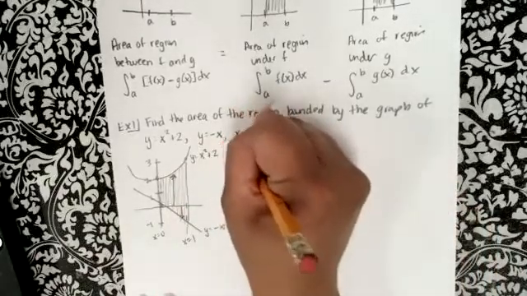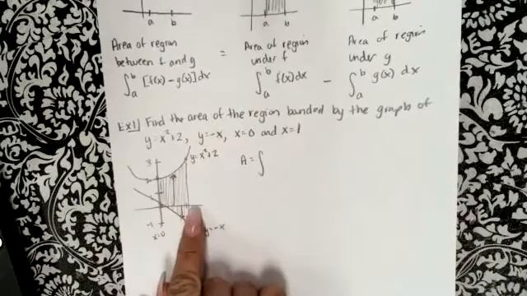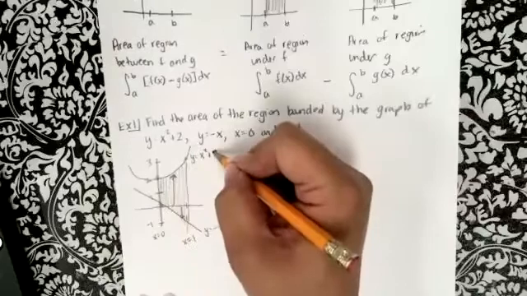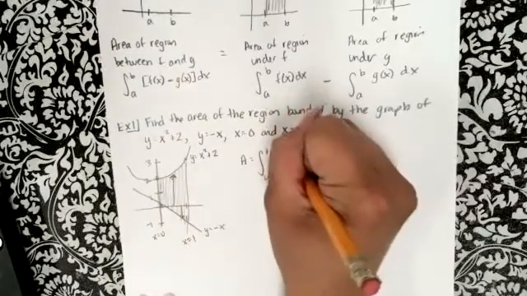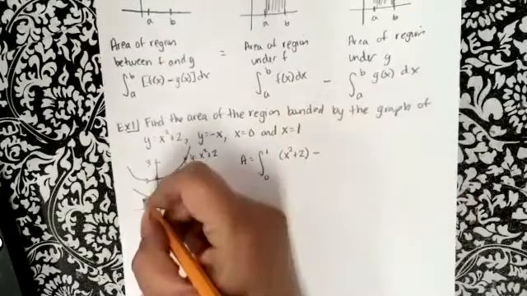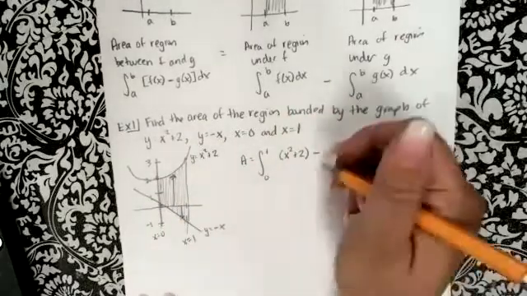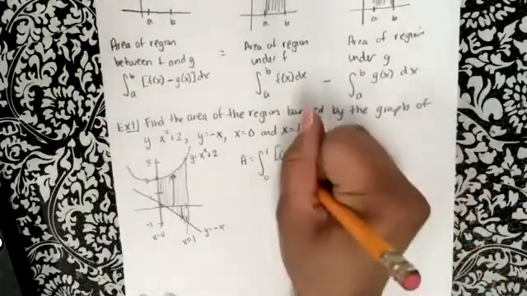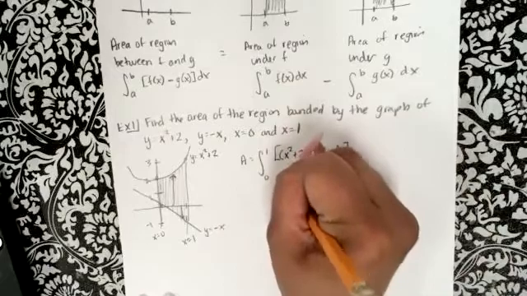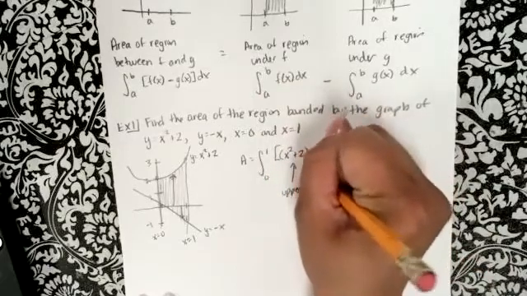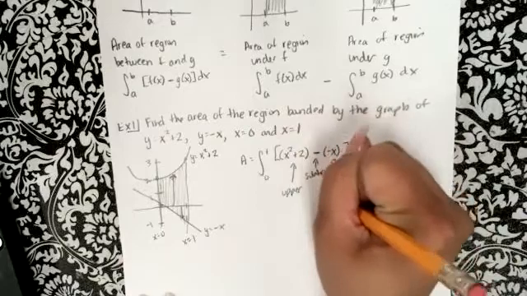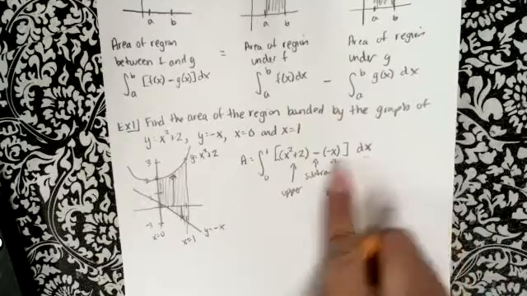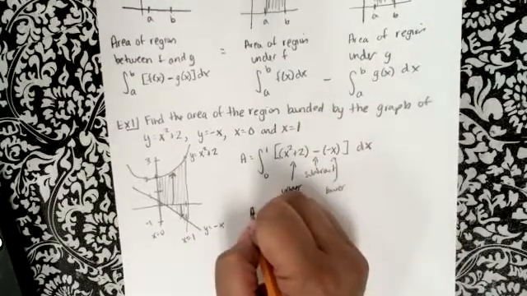So right here, my area, and the boundaries are going from 0 to 1. And it's going to be the upper curve. The upper curve is this one, which is the x squared plus 2, minus the lower curve, which is the y equals negative x. So this is going to be the upper, subtract the lower. And don't forget your dx because we have an integral.